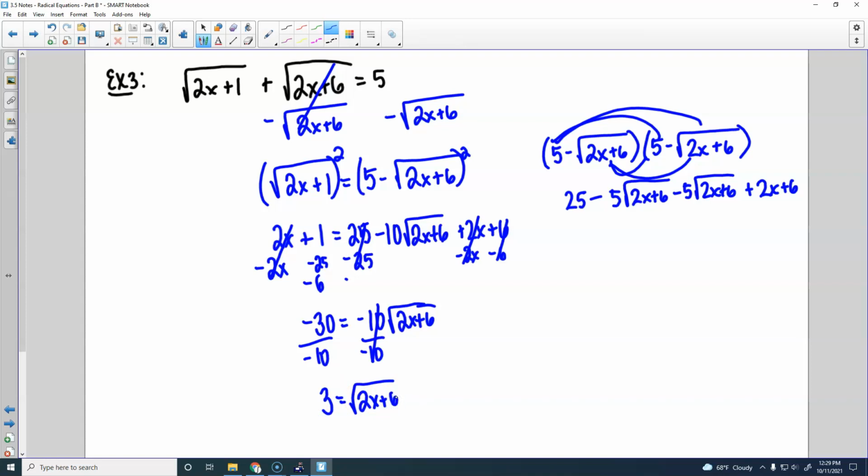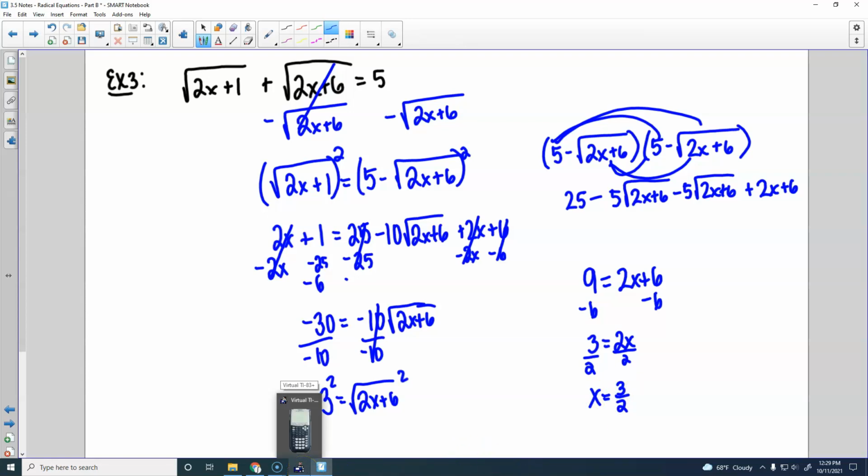Manuel, what would we do next? We can finally square this here. So we get 9 equals 2x plus 6. And now we're down to a simple two-step equation. So we subtract 6, we get 3 equals 2x. Divide by 2. So x equals 3 halves.